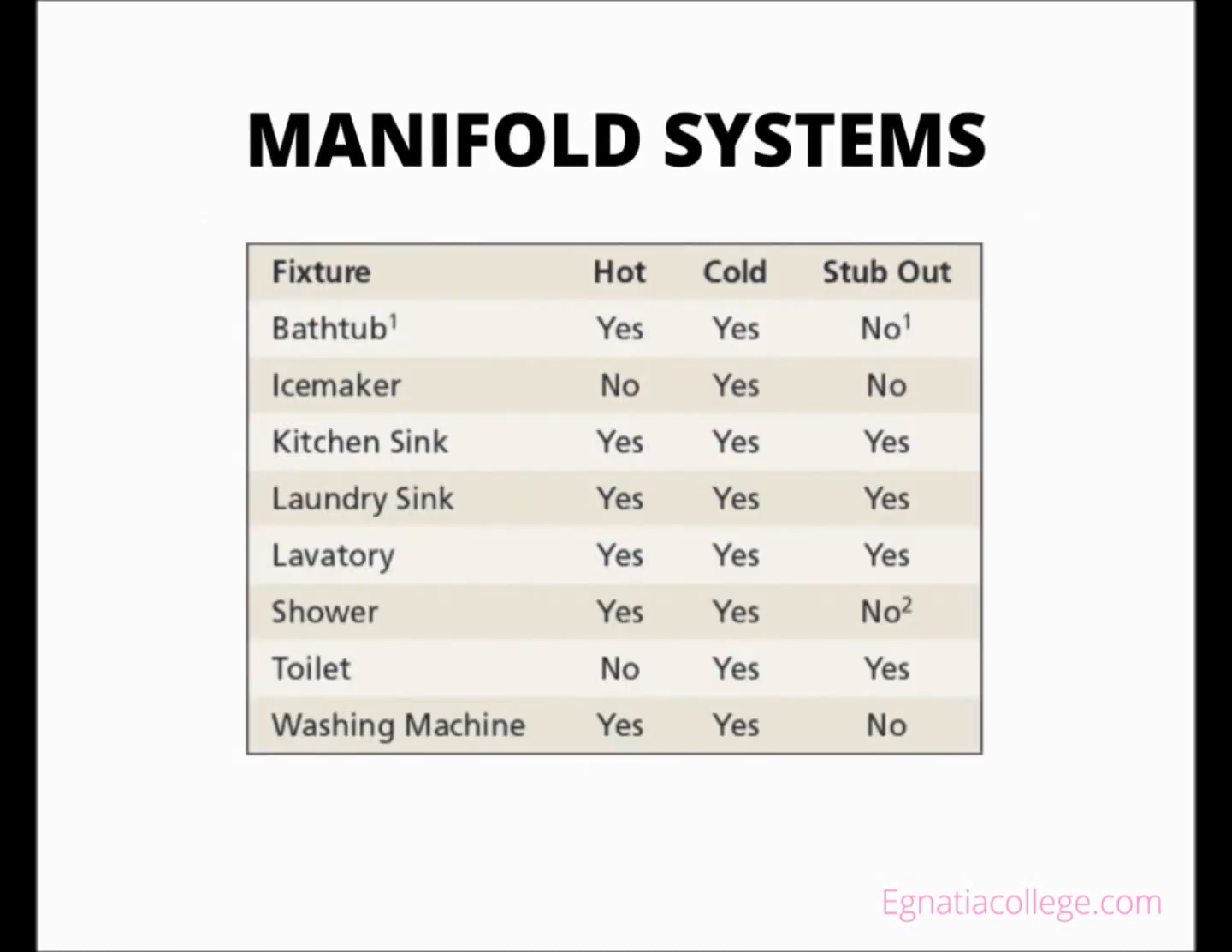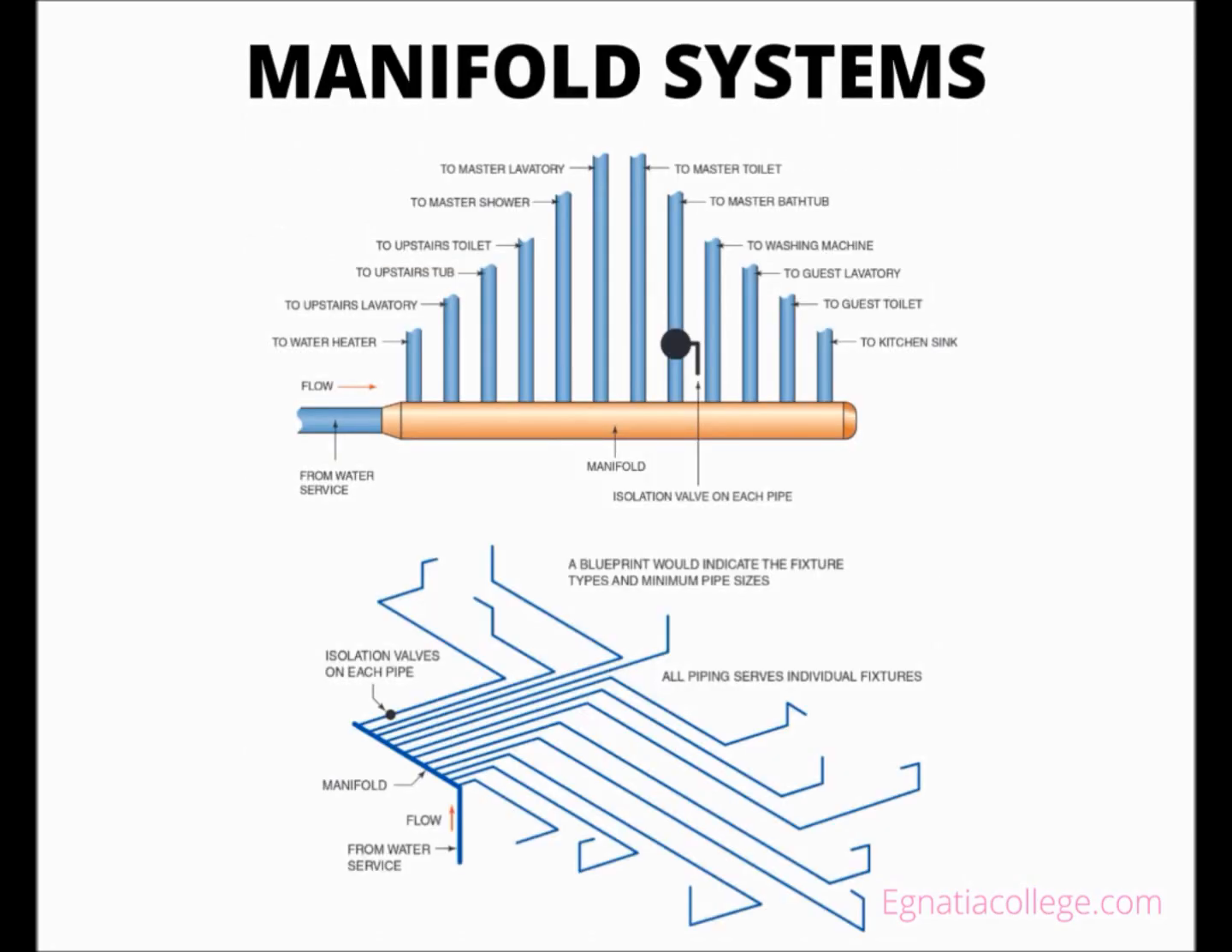Manifold systems. In a manifold system, the water service piping enters the house to a designated area where the manifold is installed. All piping serving fixtures originates from that location. A manifold system is often referred to as a parallel system. Hot and cold water manifolds are installed separately. Individual pipes are routed from a manifold to a fixture when installed as part of a parallel manifold water distribution system.